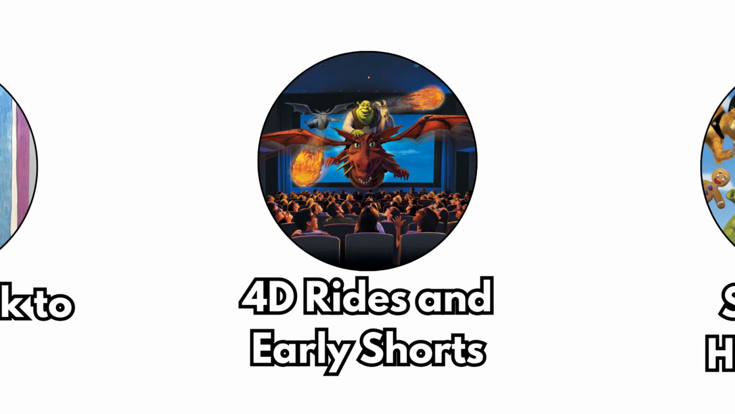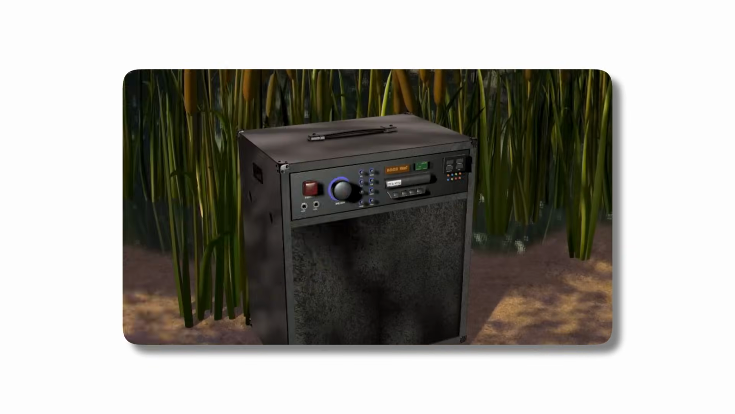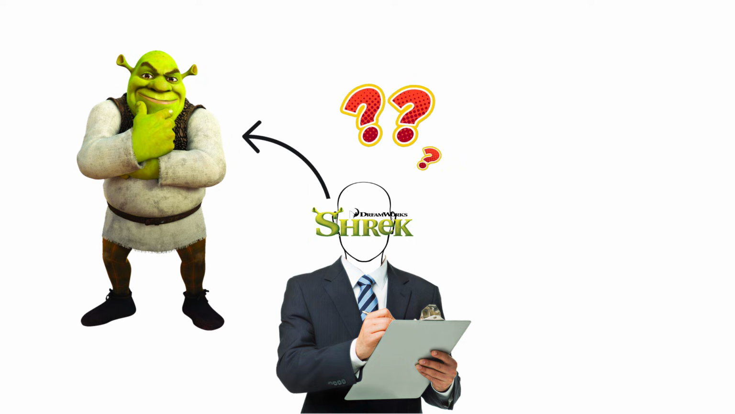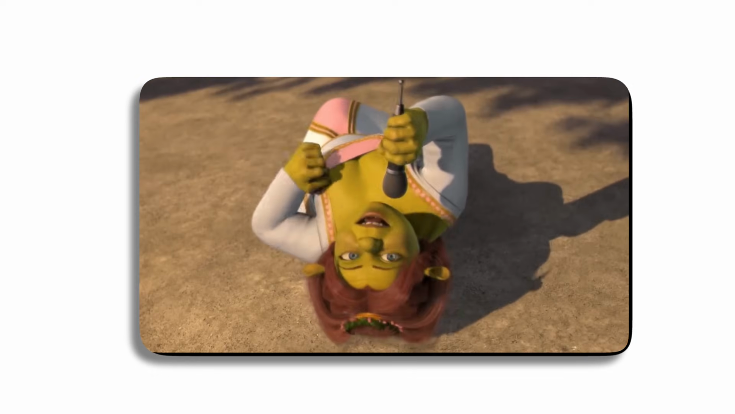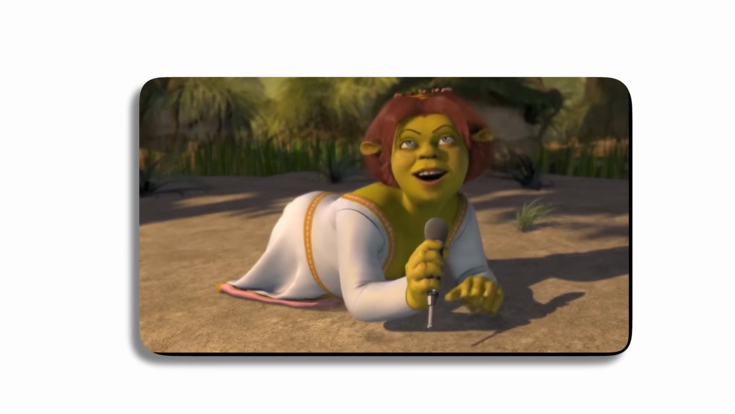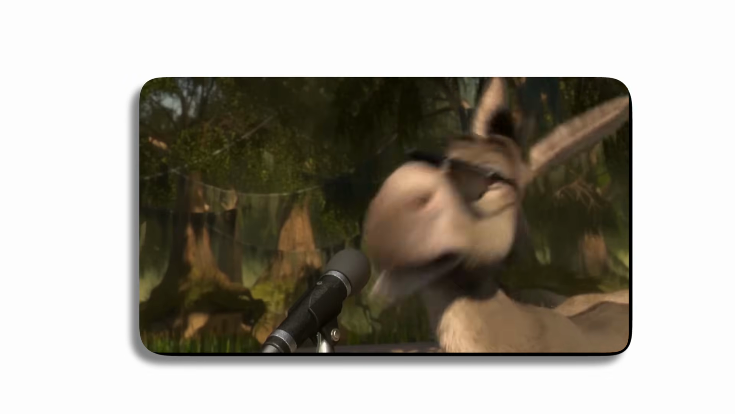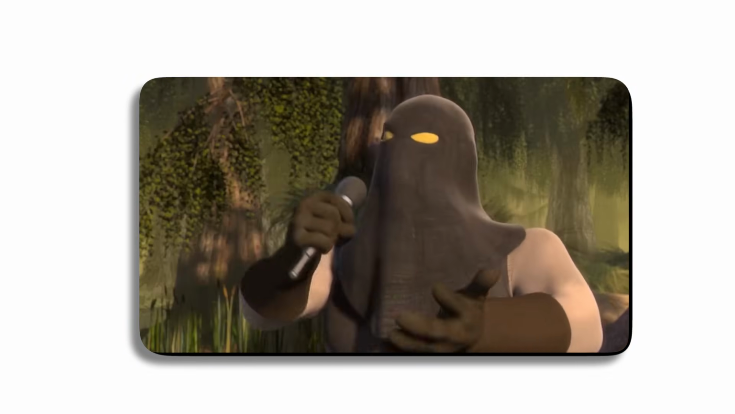4D rides and early shorts. After that first happily ever after, Shrek doesn't disappear back into the swamp. The franchise immediately tests how this new CGI asset can live outside the original movie. Shrek in the Swamp Karaoke Dance Party takes the same models and rigs from the film, but pushes them into looser, more cartoony motion. Bigger lip sync on pop songs, exaggerated dance loops, and bright party-style lighting that turns the once moody swamp into a stage.